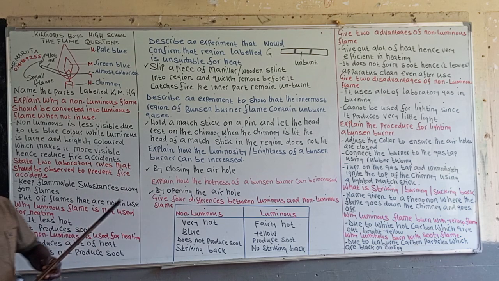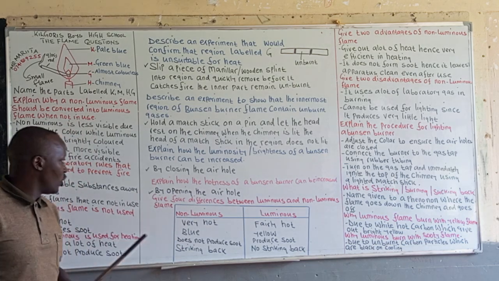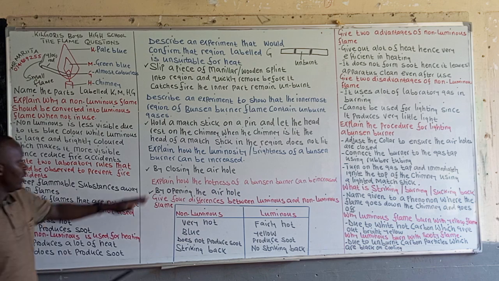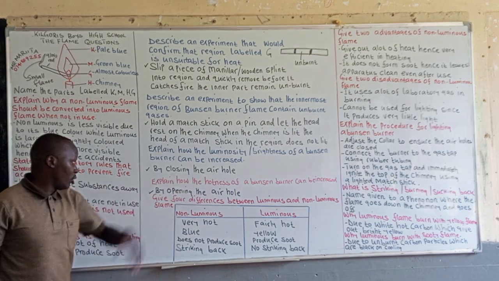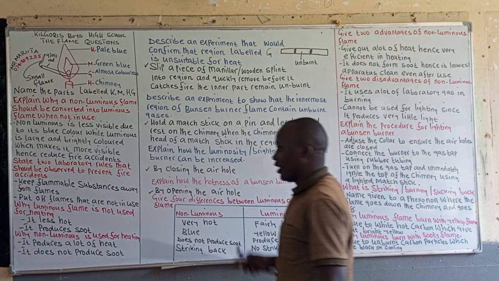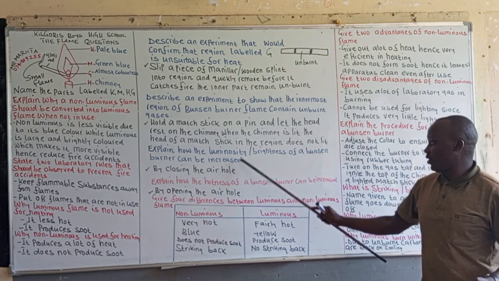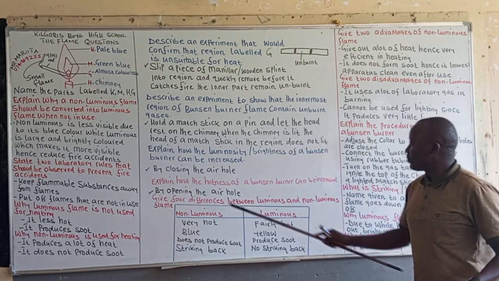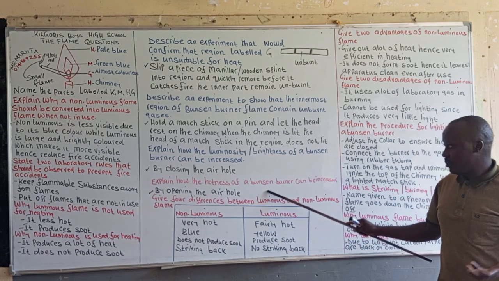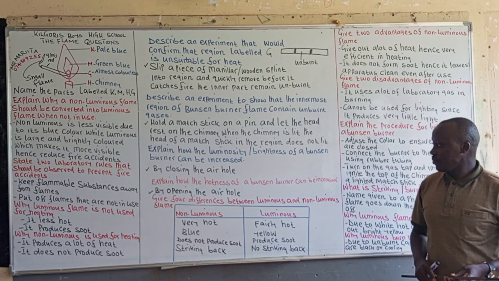Explain how the luminosity or brightness of a Bunsen flame can be increased. How can you increase that? It is simply by closing the air hole. Explain how the hotness of a Bunsen flame can be increased. How can you increase the brightness or the luminosity of the flame? It is just by closing the air hole. When you want to increase the hotness of the Bunsen burner flame, it is just by opening the air hole.